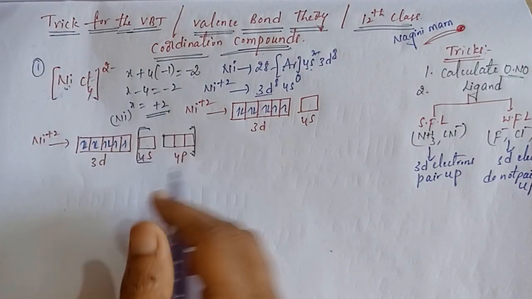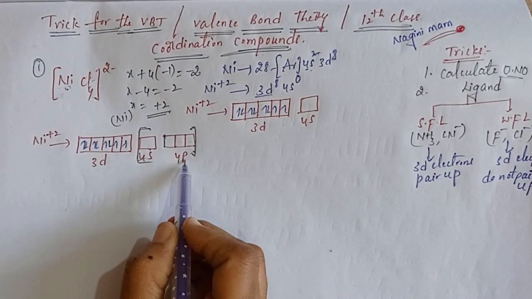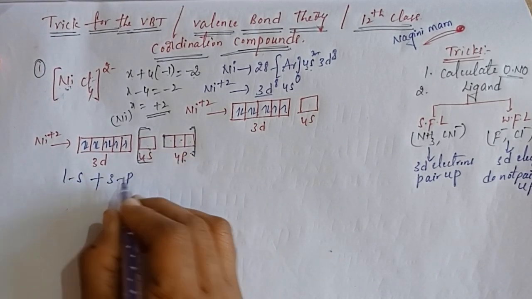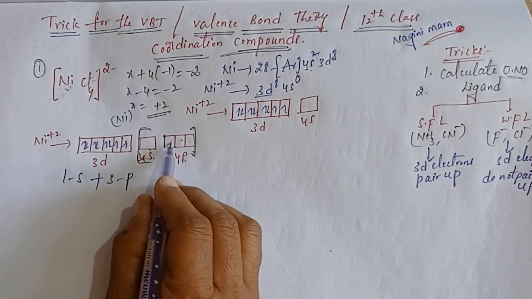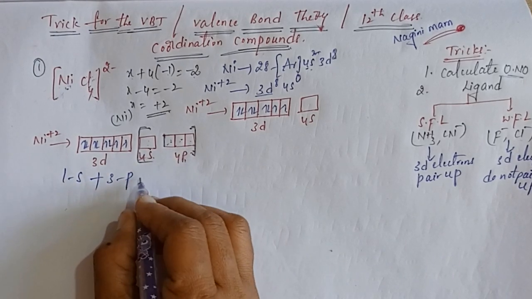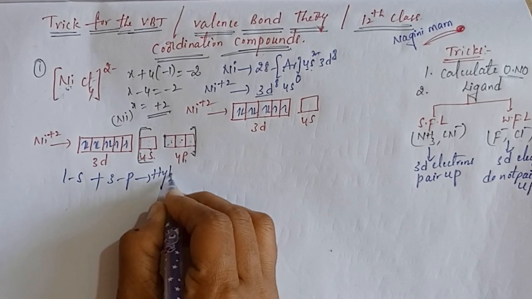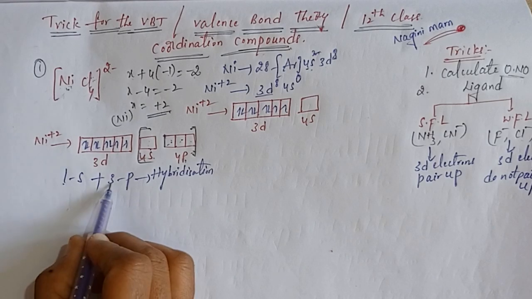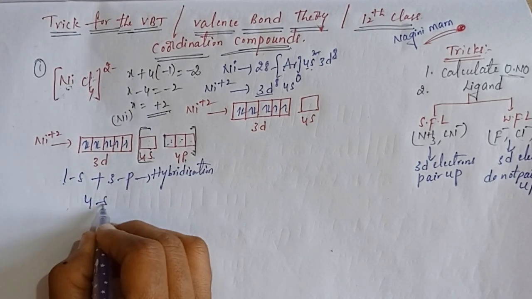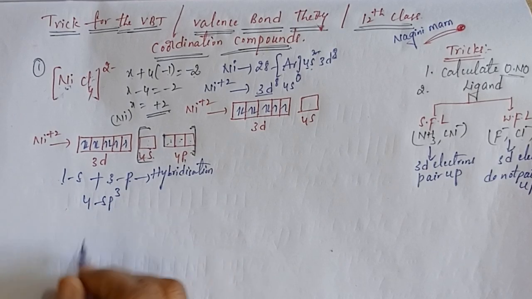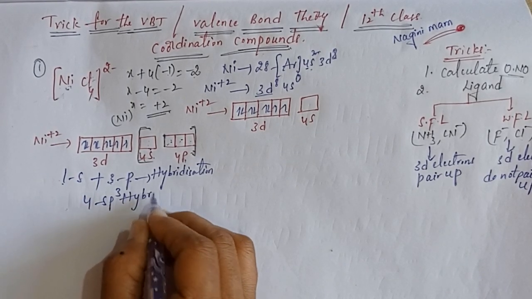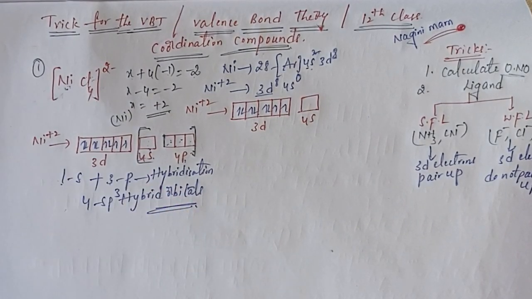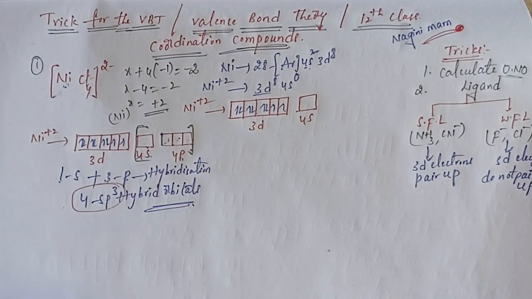See here, 1 s orbital and 3 p orbitals, correct? Are you understanding? 1 s and 3 p orbitals are undergoing hybridization, students. Hybridization produces hybridized orbitals. How many? 1 plus 3, 4. s1, p how many? 3. p3. sp3 hybrid orbitals are formed. Okay, now 4 sp3 hybridized orbitals are formed.